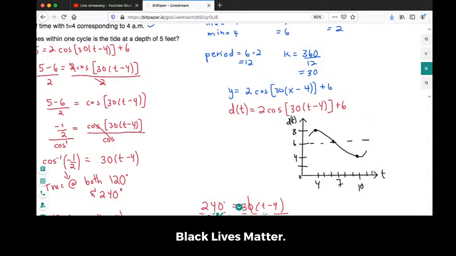And how do I know that 7 is going to be at my middle point, like at t equals 7? Well, if you think about it, 7 minus 4 is going to be 3. 3 times 30 is 90. Cos of 90 is 0. So that's how I know. So 0 times 2 plus 6 is going to be 6.